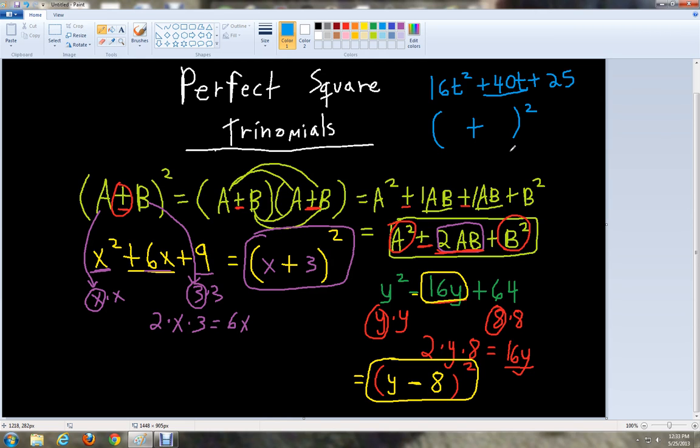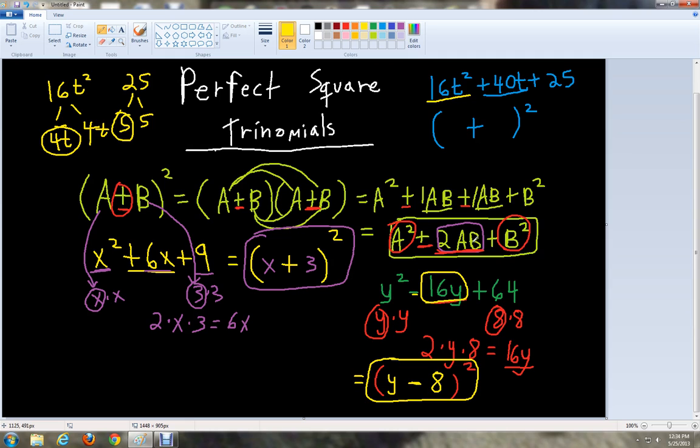So let's see here. 16t squared would take care of this term first. Is that a perfect square? I think it is. We know 4 times 4 is 16, and t times t is t squared. So we know that 16t squared is 4t times 4t. So 4t would be the a term. And then we know from 25, it's 5 times 5. It's a perfect square. So that would be our b term, it's 5.